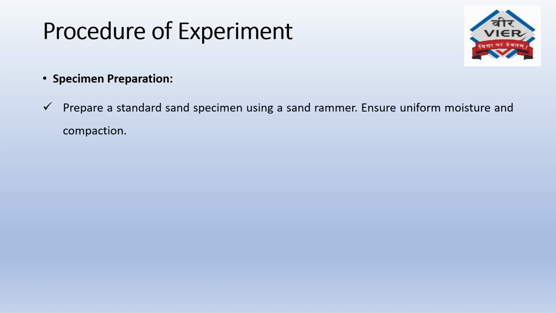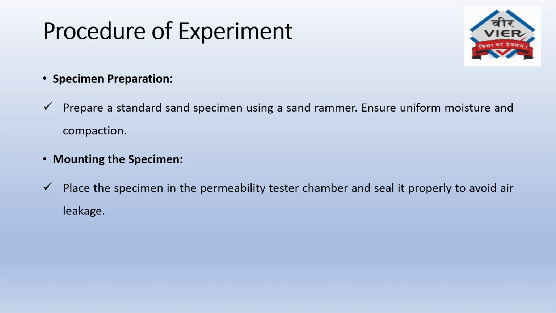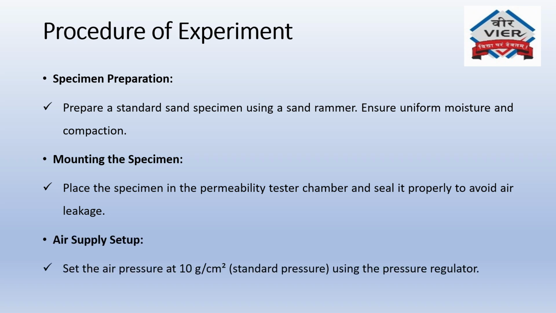So the procedure of the experiment. The first step is specimen preparation. We will prepare the standard specimen using a sand rammer to ensure uniform moisture and compaction. Then mounting the specimen: place the specimen in the permeability test chamber and seal it properly to avoid air leakage. The third one is the air supply setup. We will set the air pressure at 10 grams per square centimeter using the pressure regulator.